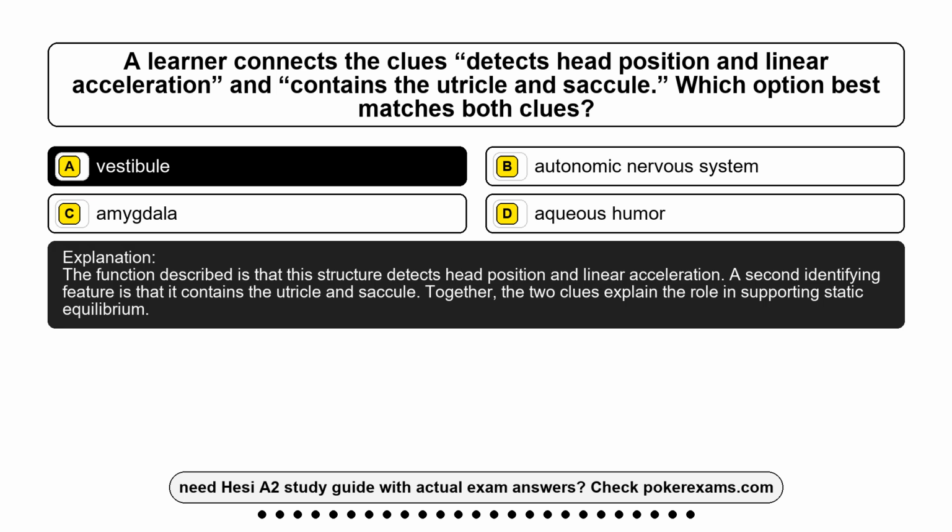The function described is that this structure detects head position and linear acceleration. A second identifying feature is that it contains the utricle and saccule. Together, the two clues explain the role in supporting static equilibrium.